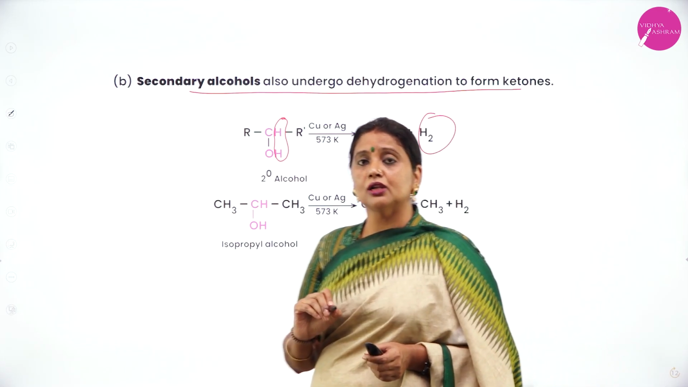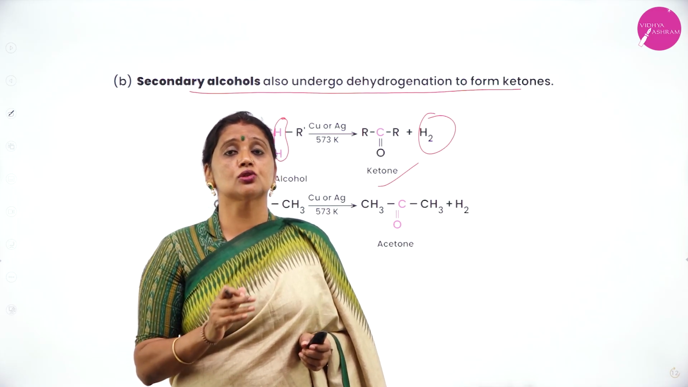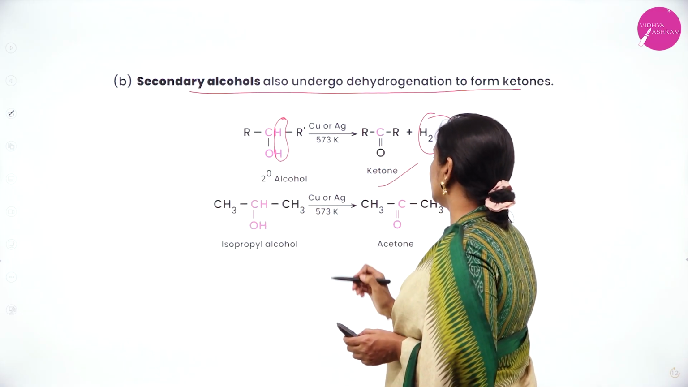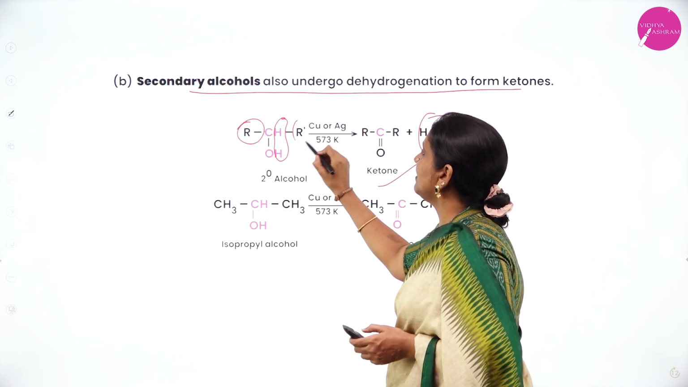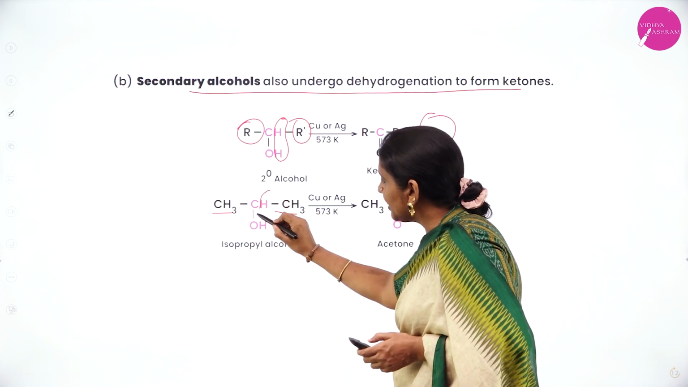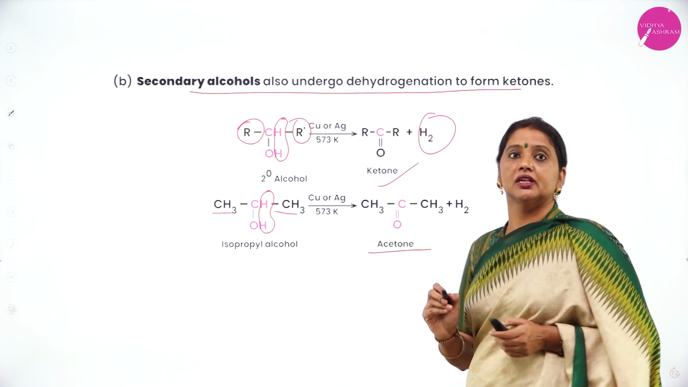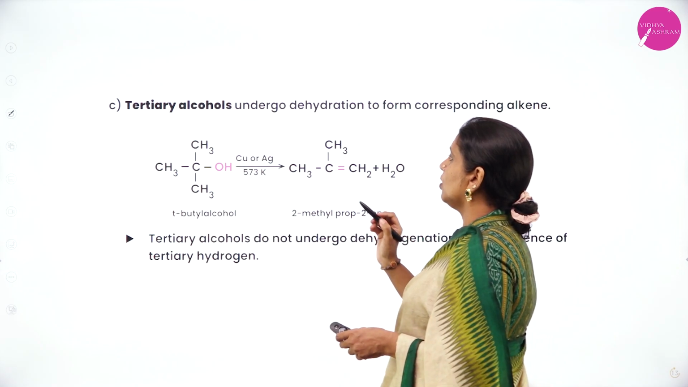Therefore, primary alcohol on dehydrogenation gives rise to aldehydes. Secondary alcohols on dehydrogenation give rise to ketones. For example, for secondary alcohol, in place of R and R dash, you put CH3 and CH3; it is known as isopropyl alcohol. If I eliminate hydrogen, it will form acetone. Next, tertiary alcohols.